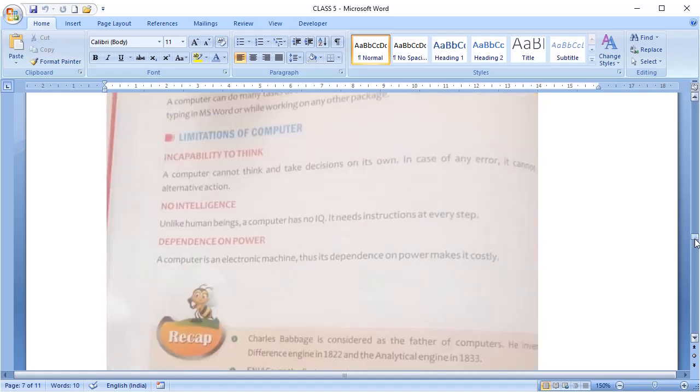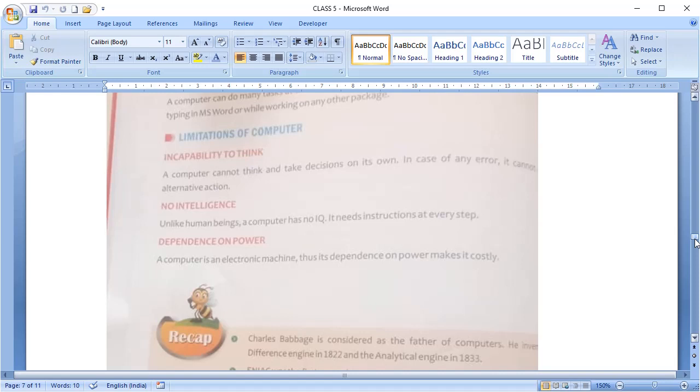Limitations of computer. The first is incapability to think. The computer cannot think and take decisions of its own. We have to instruct the computer what to do or what not to do. No intelligence. Computer has no IQ. It needs instructions at every step.